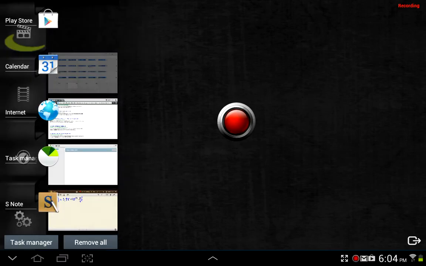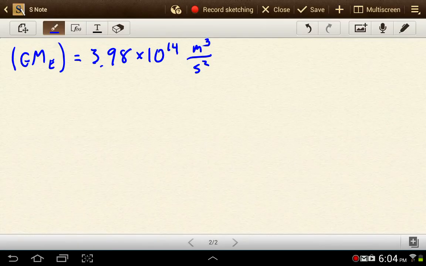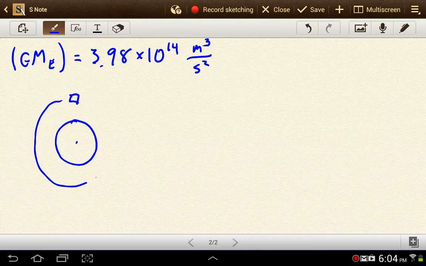Okay, so let's move on to problem 2, where we've got the International Space Station orbiting the Earth. Here's the Earth, and here's the space station, which we'll draw as a box, and it orbits the Earth at a particular height, or altitude above the surface, which is 380 kilometers. So we want to know what the speed of the International Space Station is.